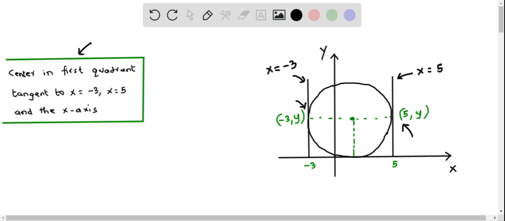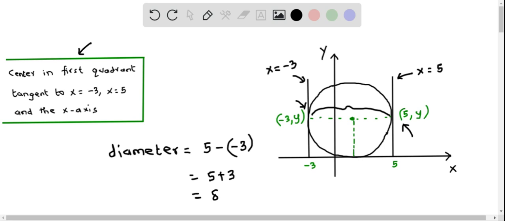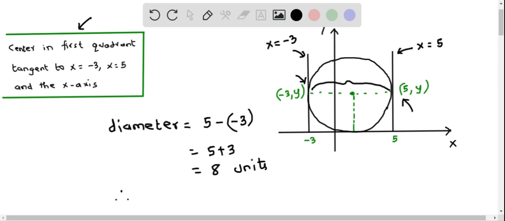So first we have written the coordinates of the points of contact of the tangents. Basically this gives the endpoints of the diameter of the circle, and so we can determine the length of the diameter. It equals the distance from negative 3 to positive 5. So 5 minus negative 3 equals 5 plus 3, which is 8. So the diameter of this circle is 8 units, and therefore we can find the radius. Radius is half the diameter, so half of 8 equals 4 units. So we found that the radius of this circle is 4 units.